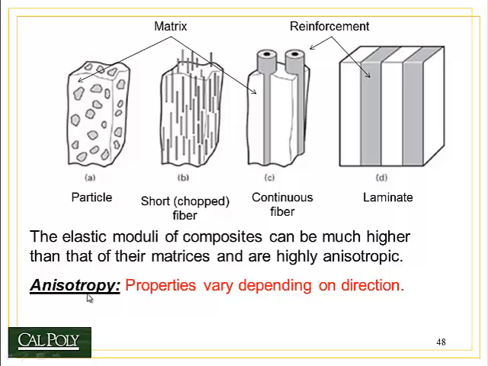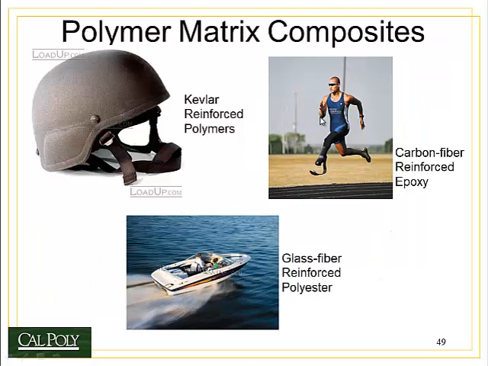All composites have one thing in common, and that's what we call anisotropy. Anisotropy is the condition in which the properties vary depending on the direction that you test the property. So for example, the elastic modulus of this continuous fiber composite is not the same in this direction, the longitudinal direction, or along the fibers, as it is against the fibers. We'll look more at that in a moment.